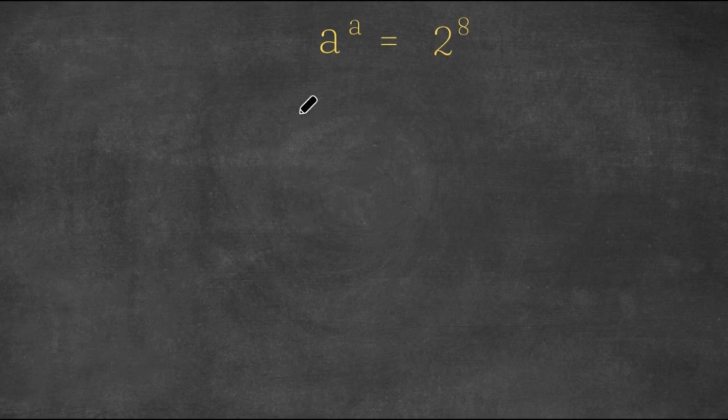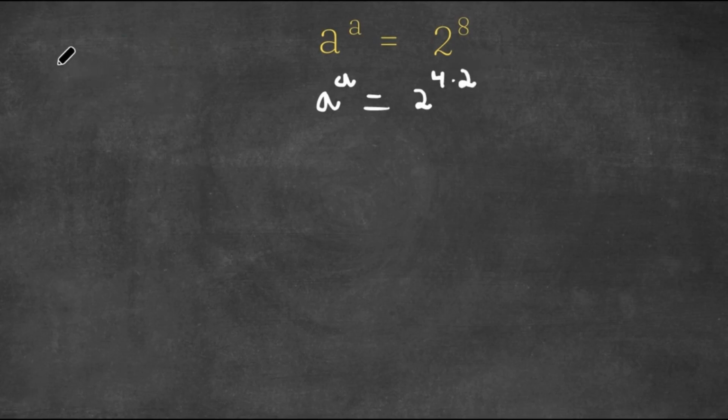In today's video, I'm going to be teaching you guys how to solve this exponential equation. So we have a to the power of a is equal to 2 to the power of 8. Now 8 is the same thing as 4 times 2, right? So now I'm going to write this as a to the power of a is equal to 2 to the power of 4 times 2.